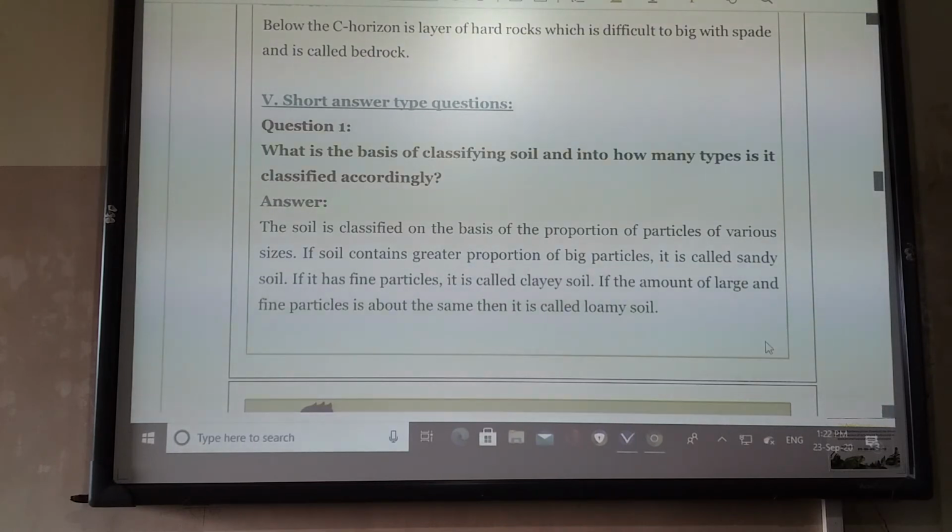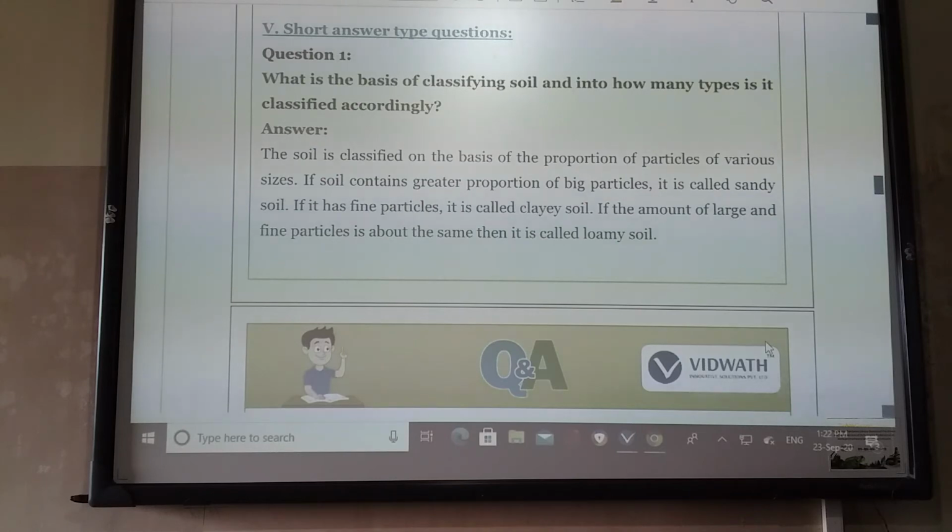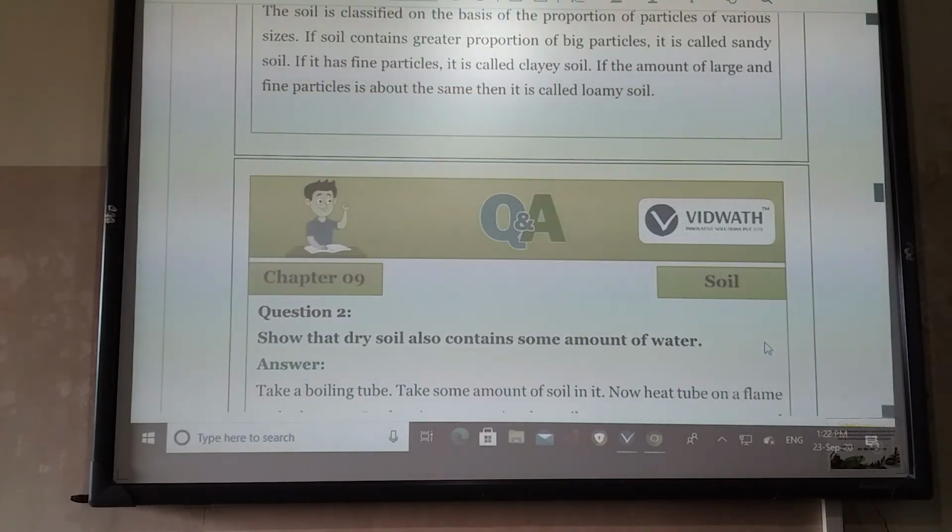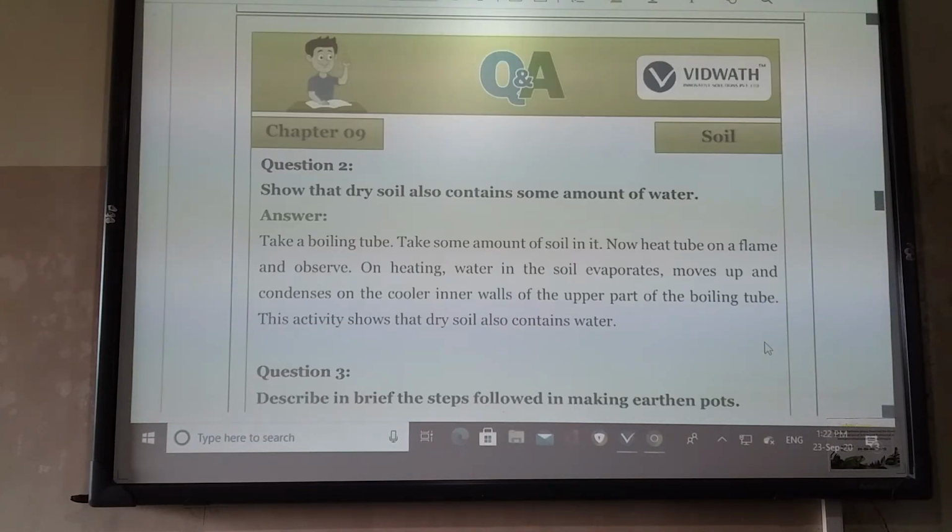If the amount of large and fine particles is about the same, then it is called loamy soil. So there are three types of soil. Next question: show that dry soil also contains some amount of water.